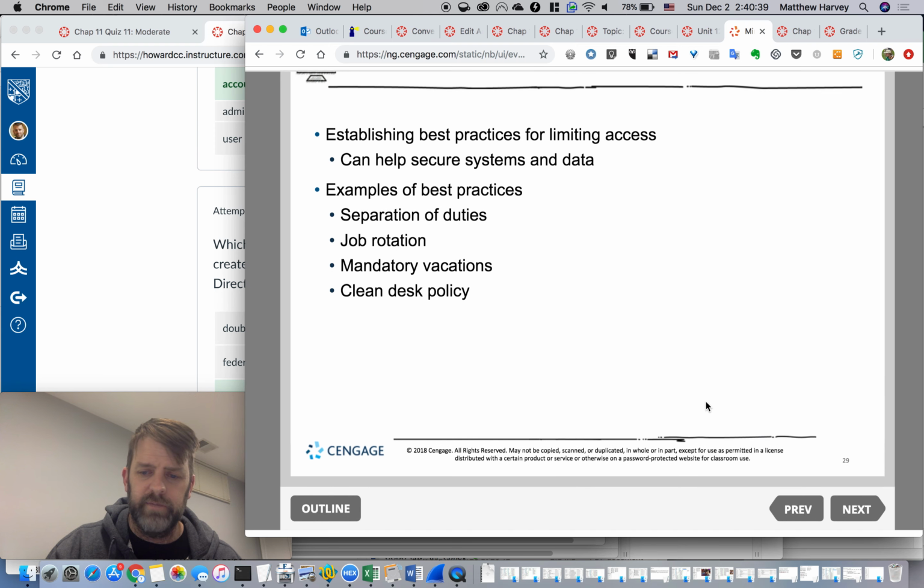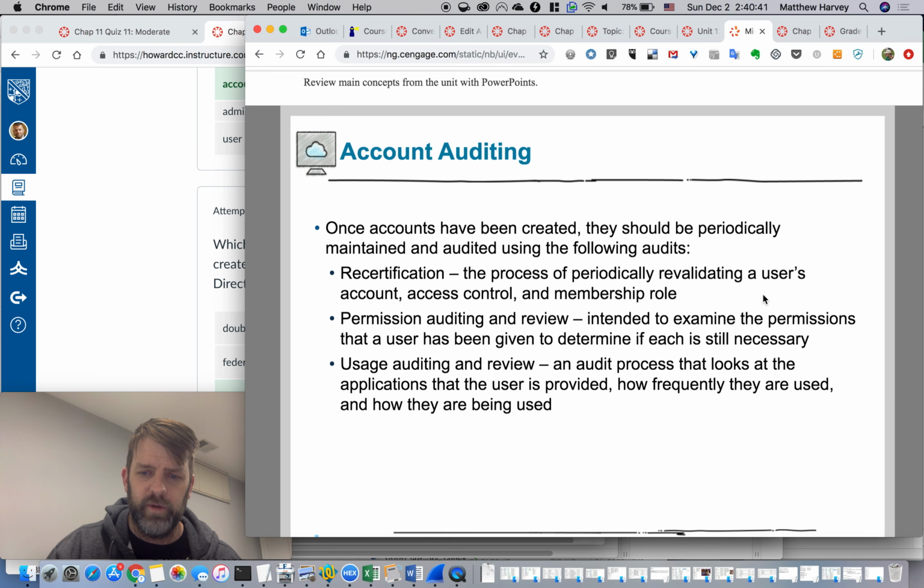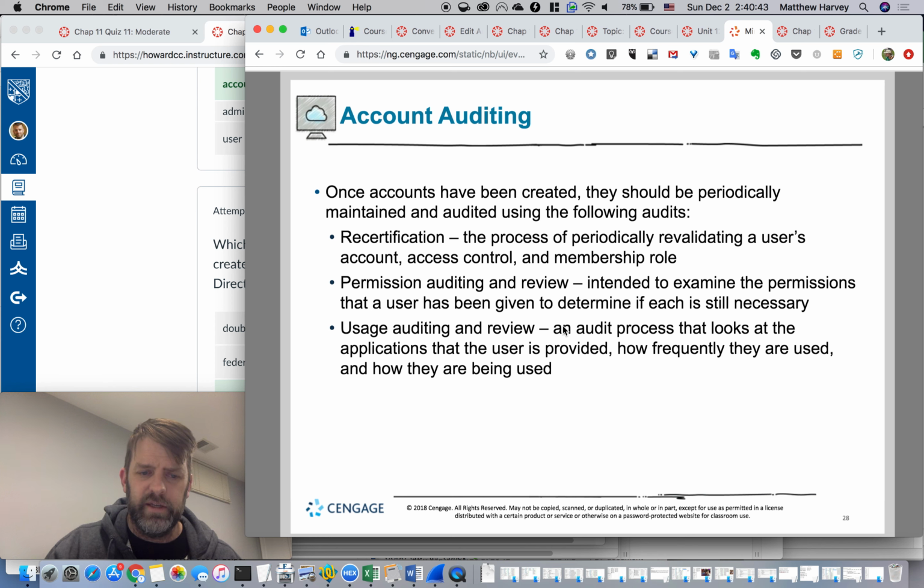Sometimes that auditing, sorry, I kind of skipped one of the parts of this, can also include reviewing their actual access, right? This is permission auditing and usage auditing. So permission auditing means not just checking if accounts have been deleted that should have been deleted, but actually looking at each account and seeing what permissions it has, and seeing if they still should be using those permissions, still need those permissions.